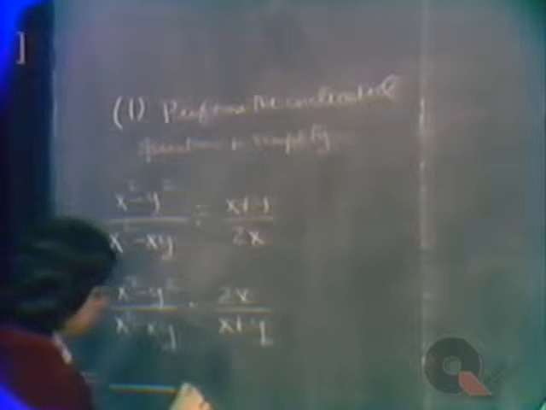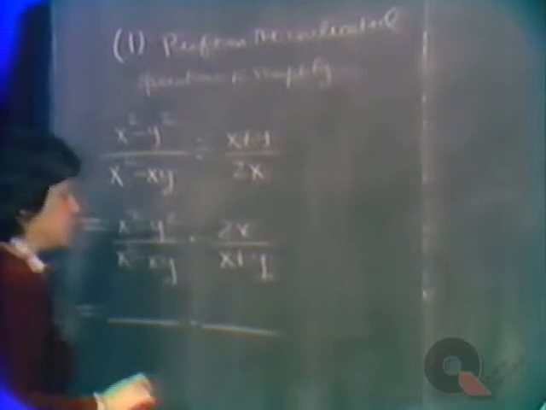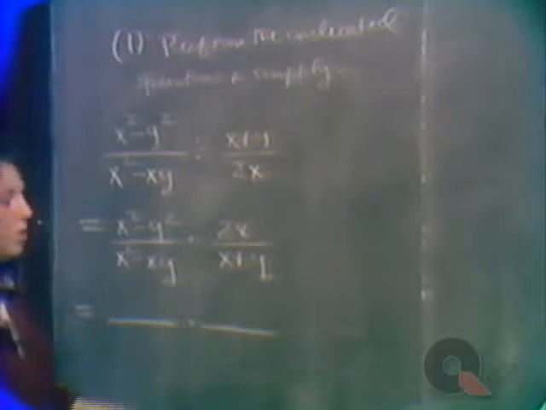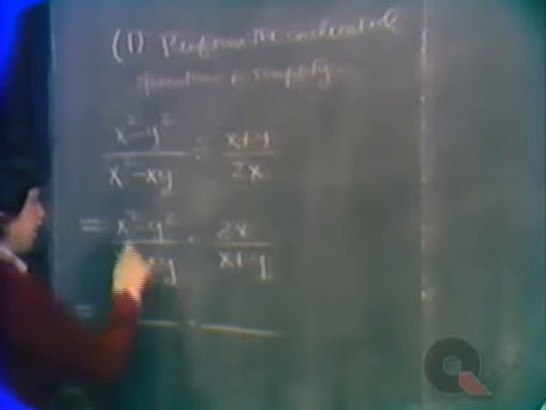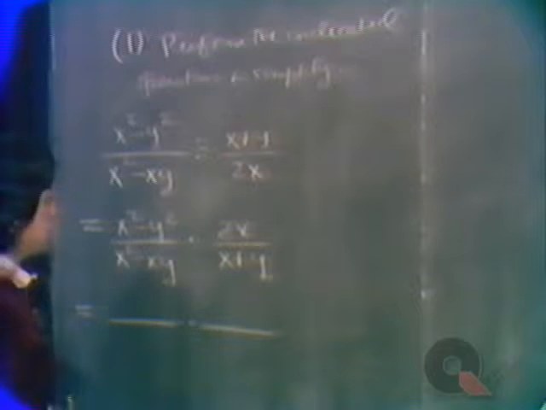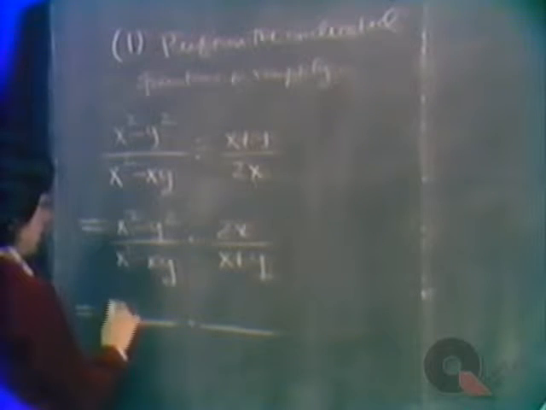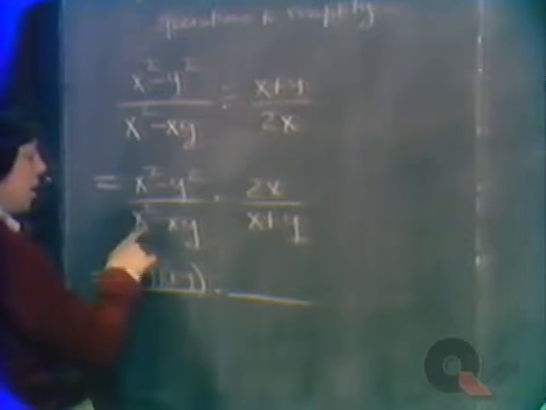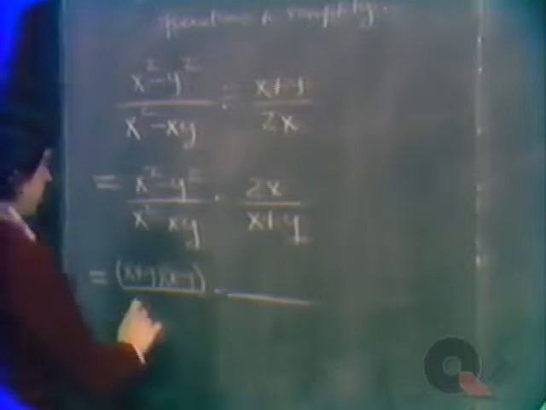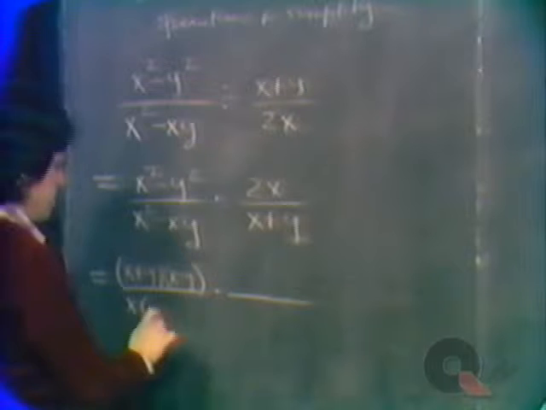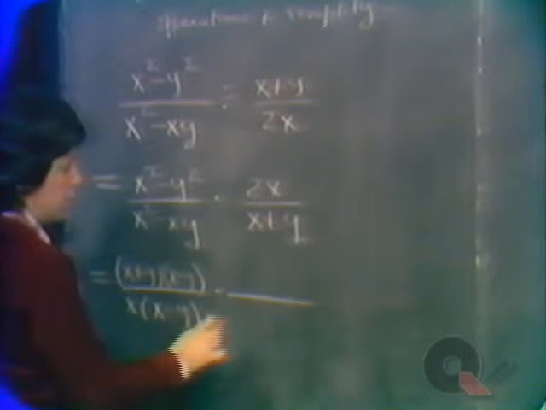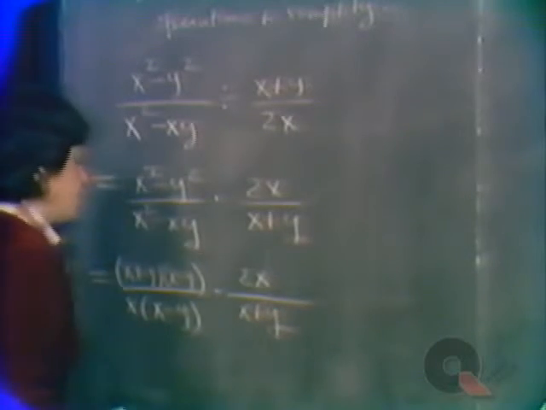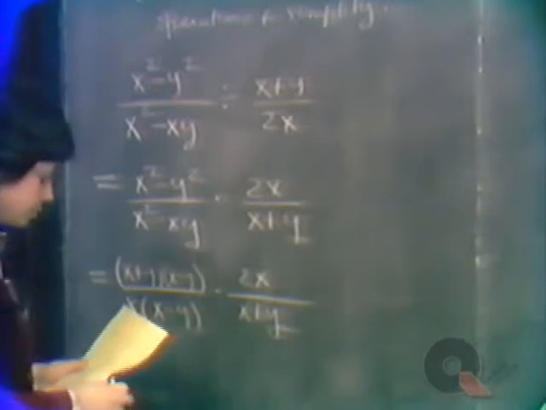Now we're going to factor each numerator and denominator completely and hope to be able to cancel out factors common to the numerator and denominator. x squared minus y squared, difference of two squares, factors into x plus y times x minus y. Here we have a common factor of x, which we can pull out, leaving us with x minus y. And 2 times x, x plus y, are already factored as far as they can go.